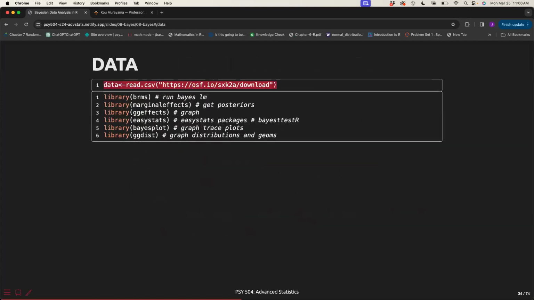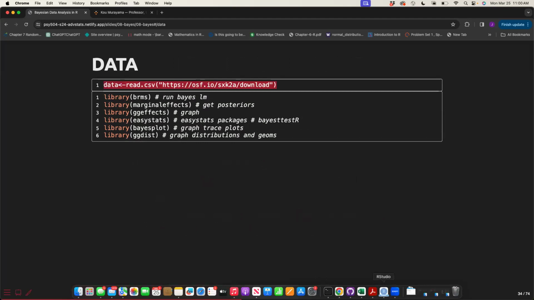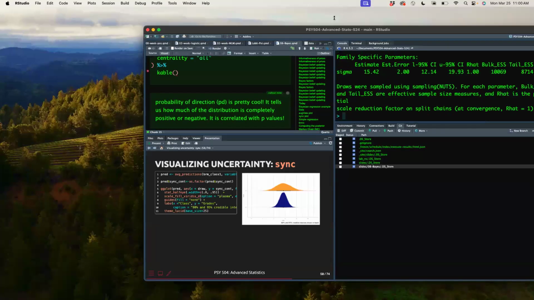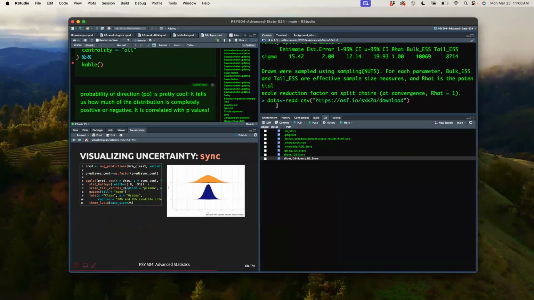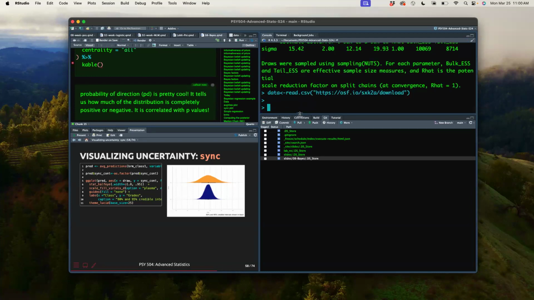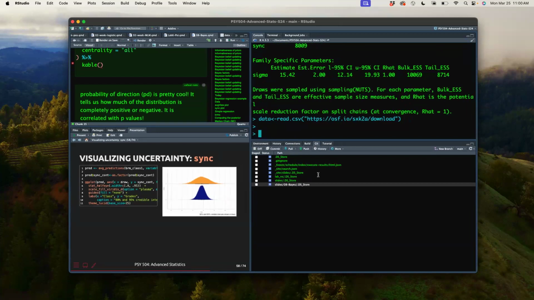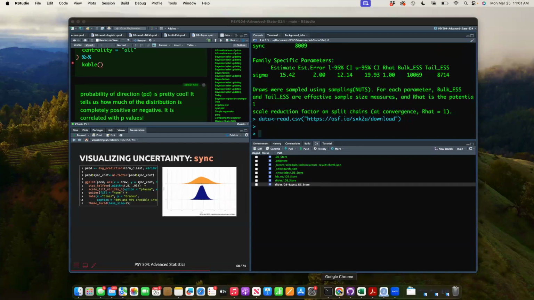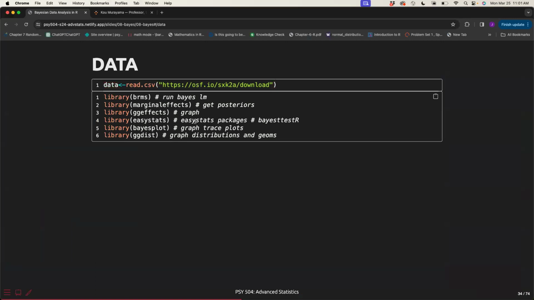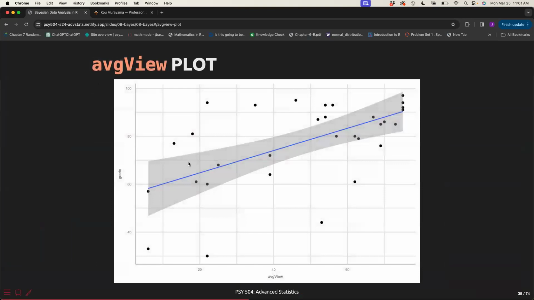So let's go ahead and load in our data. Because these are so intense, I can't actually run this in the Quarto document itself, or it just takes a long time to compile the document. So what we're going to do is go to RStudio and run it there. So let's go ahead and load in our data set. I'm going to go back and forth. And then these are some important packages that we'll need to run our Bayesian regression.